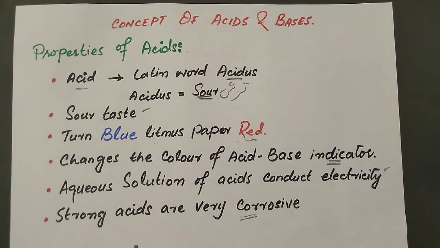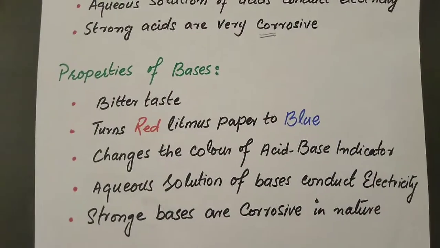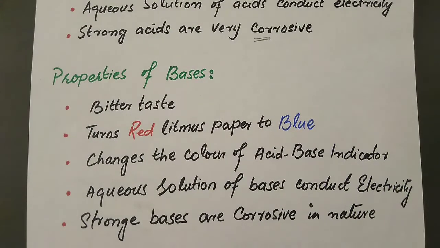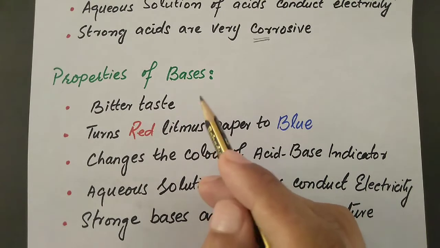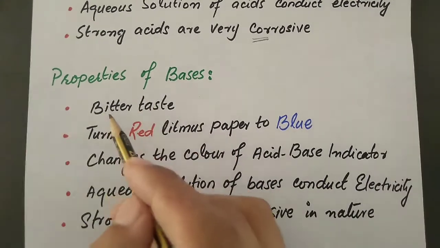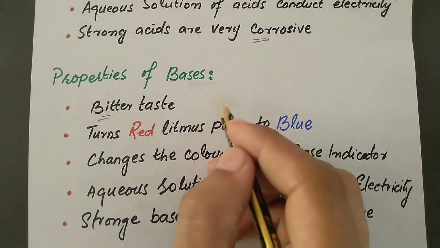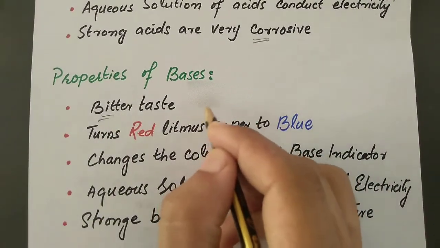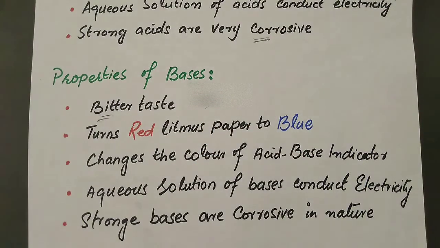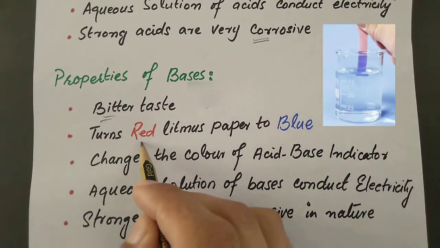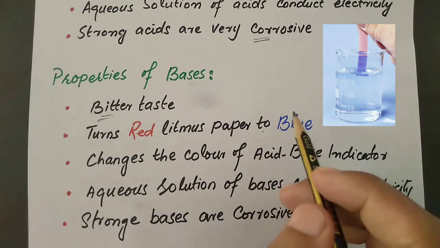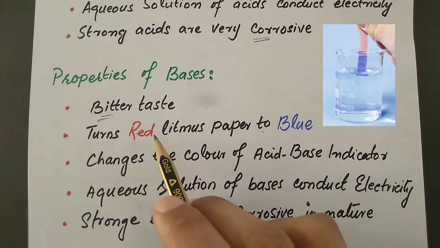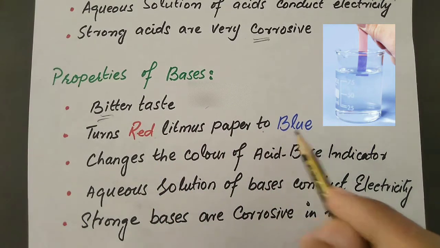Now let's move ahead to the properties of the bases. Like acids were sour in taste, bases are bitter in taste. They are bitter in taste. Bases turn red litmus paper to blue. It is totally opposite to the acids. In case of acid, we discussed that acid turns blue litmus to red. Bases turn red litmus to blue.